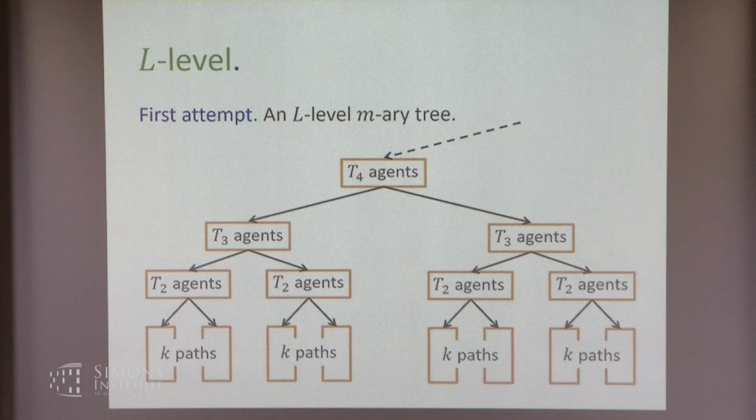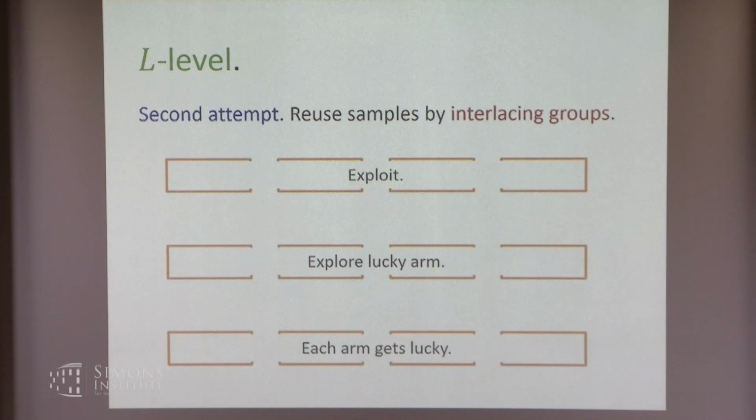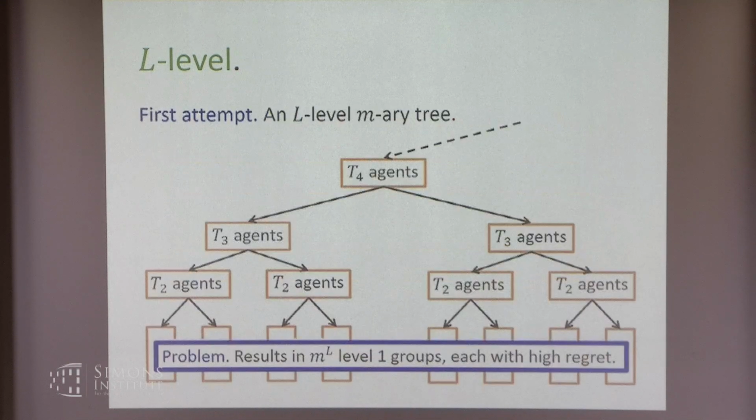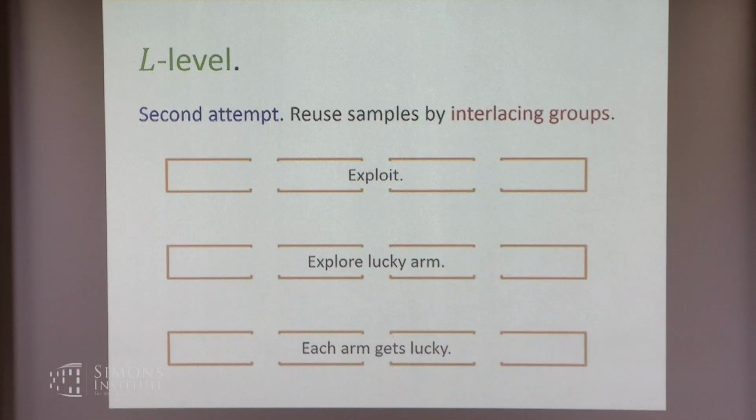But of course, the problem with this construction is that I've blown up the number of agents in level 1. And recall that these guys are getting bad regret because they could be pulling the bad arm with constant probability. So I want a more compressed version of this construction. And so the idea is to reuse information. This is being very wasteful about the information that these guys are collecting. And so I can create a condensed version of this construction that reuses information.